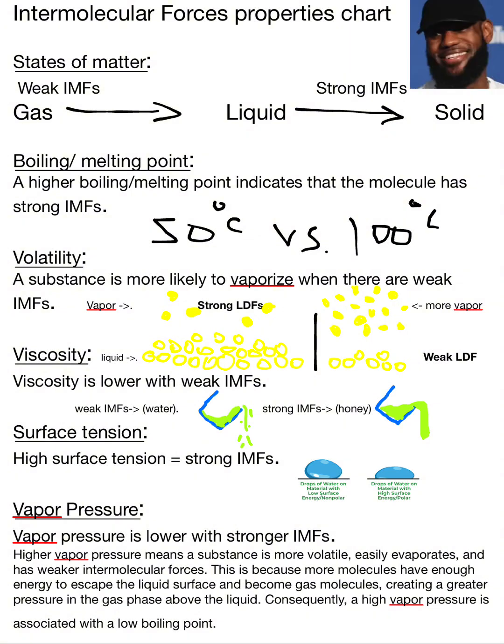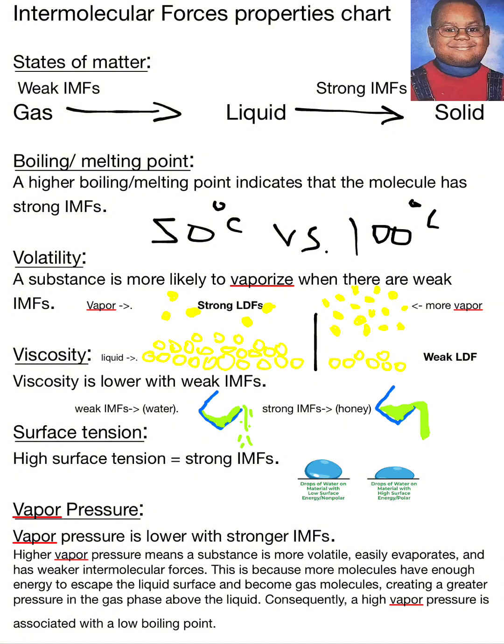Next, volatility is the tendency of a substance to vaporize or quickly transition to the gas phase. Essentially, the more volatile, the weaker the IMFs. Viscosity is the measure of a fluid's resistance to flow. So if a fluid acts like honey, then it has stronger IMFs than a fluid that flows like water. For surface tension, liquids with high surface tension have strong IMFs.